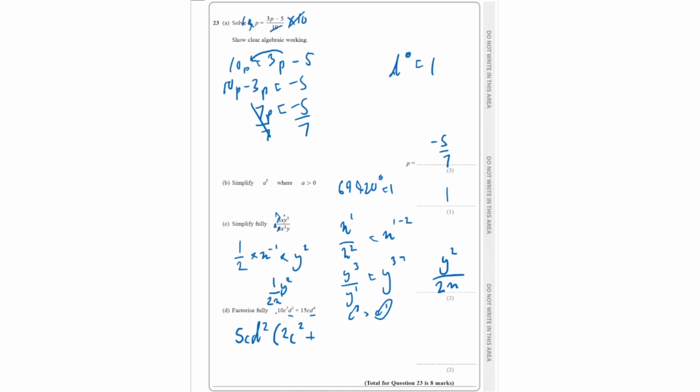Now we add. 15 divided by 5 is 3. c is already given because c to the power of 1 divided by c to the power of 1 equals c to the power of 0, which is 1 again, so we don't write that. d to the power of 4 over d to the power of 2 is d to the power of 4 minus 2. So we get d to the power of 2. So our final answer is 5cd squared into 2c squared plus 3d squared.